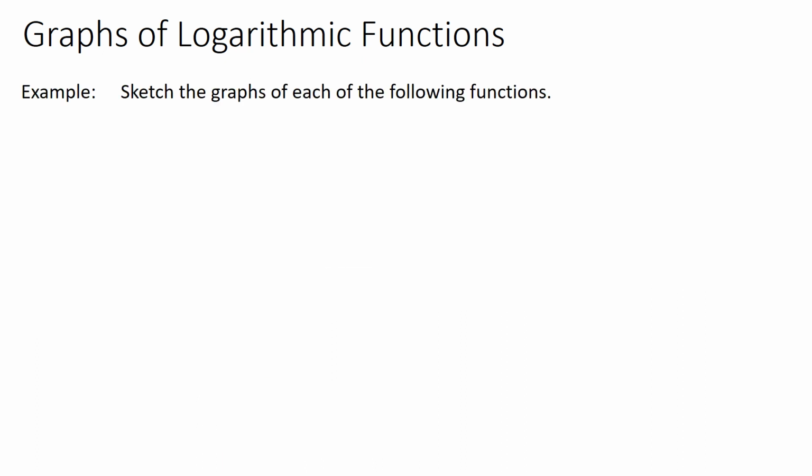Alright, now let's look at an example here. Sketch the graph of each of the following functions. A, y equals ln(4x - 5). And B, y equals ln(3 - 2x).